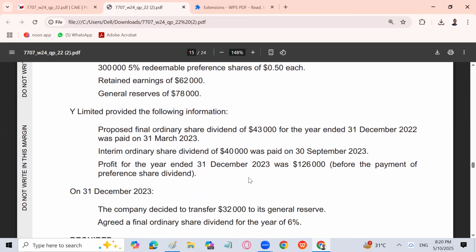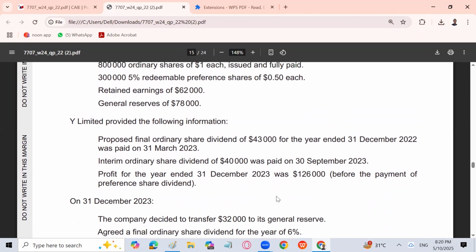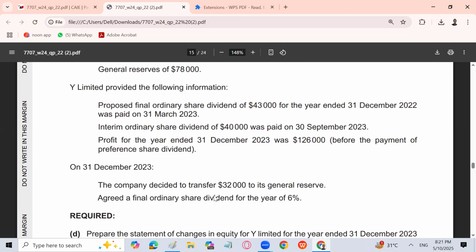Profit for the year on 31st December was 126,000 before the payment of preference share dividend, right? So profit for the year is given as 126,000 before the payment of preference share dividend. Any preference share dividend is not yet subtracted from this amount. Next, on 31st December, the company decided to transfer 32,000 to general reserve and agreed a final ordinary share dividend for the year of 6%.